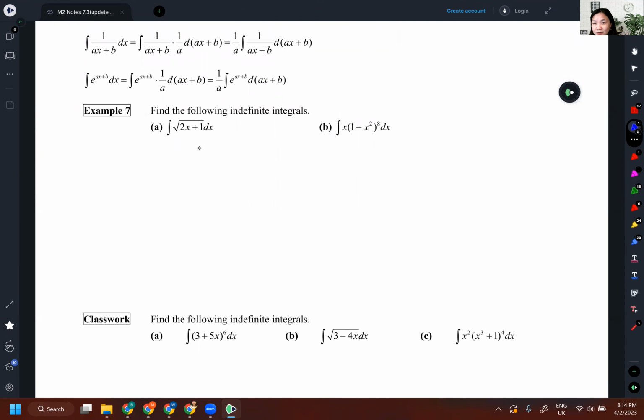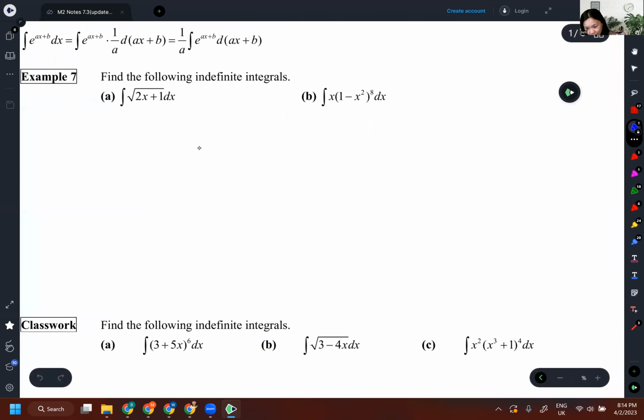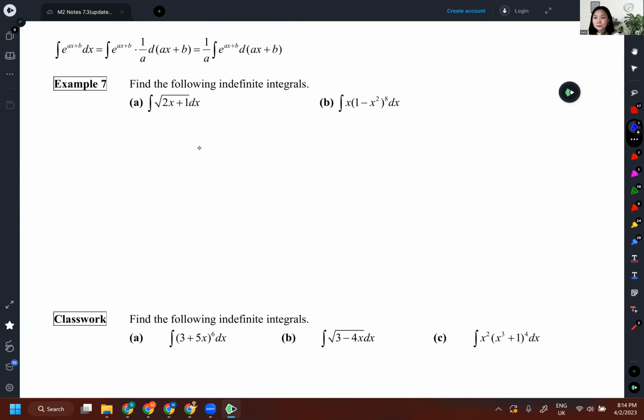Example 7. I think last time I also explained this, but I don't know. And for this question, you must know that I cannot find the integral directly. I don't know if you understand. I cannot find this directly because none of the formula apply. I mean, the formula we've learned, none of them apply.